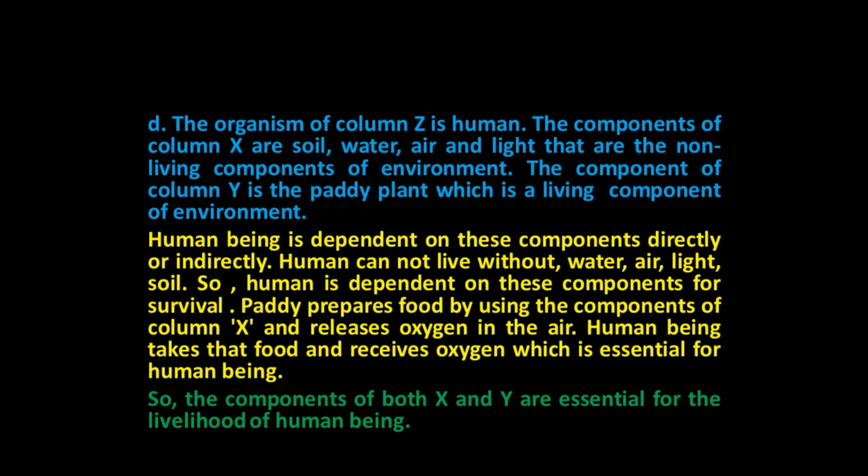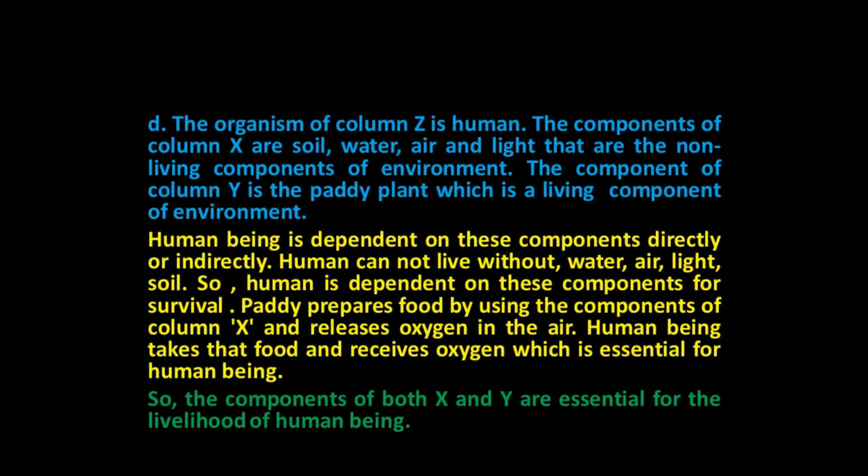Human cannot live without water, air, light, and soil. So we can say that humans depend on column X, that means the components of column X. So again, human cannot produce their own food. So for this reason they depend on plants to get their food.